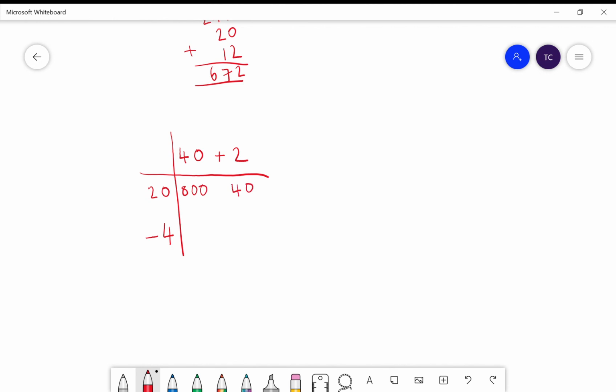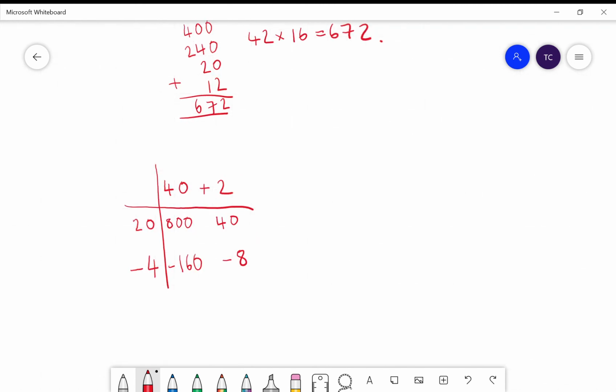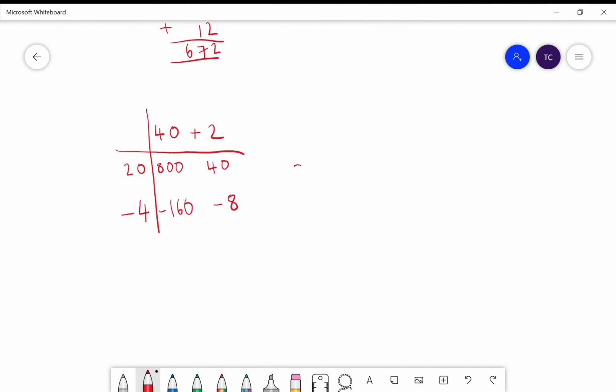Then 40 times negative 4, well, or 40 times 4 is 160. So 40 times negative 4 is negative 160. And then negative 4 times 2 is negative 8. Now we can do the same thing as we did before. I'm first of all going to do 800 add 40. So that will give me 840.